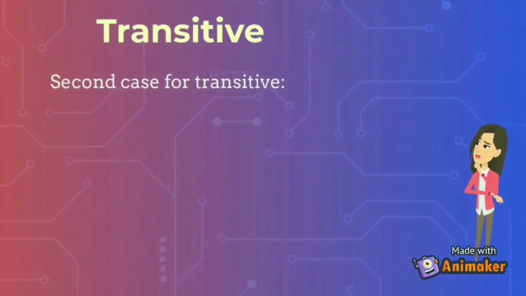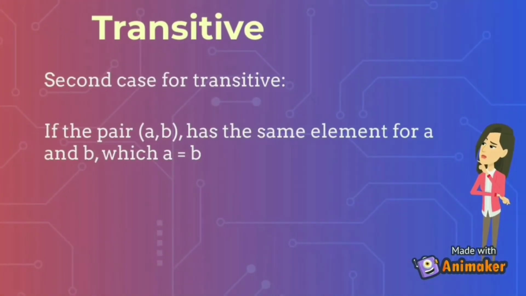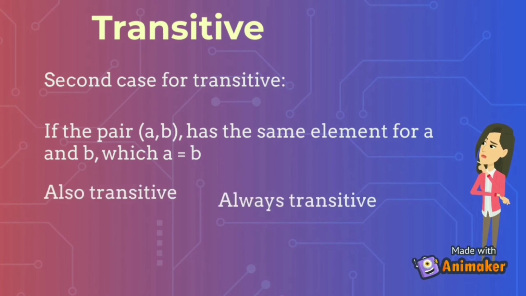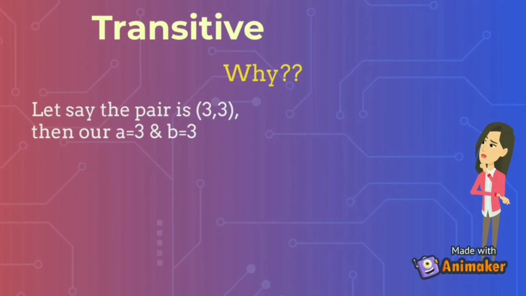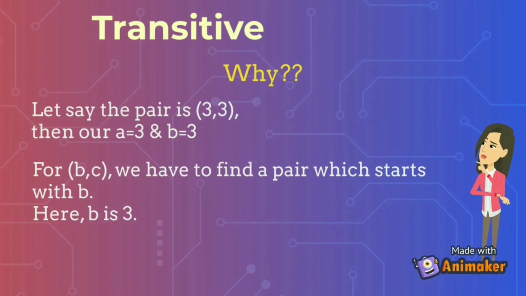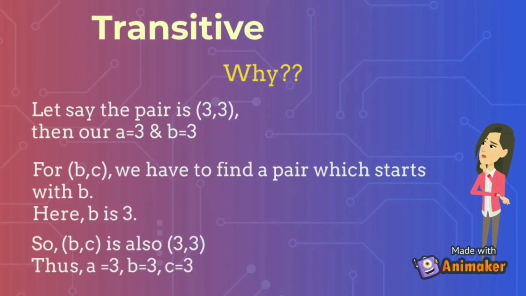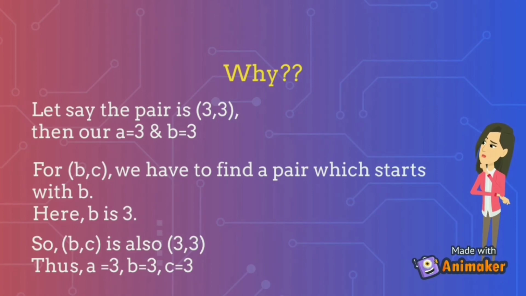For a second case, if the pair inside the relation has the same element for A and B, meaning that it is reflexive, the pair is also and always transitive. Let's say we have a pair of 3 3, then our A is 3 and B is also 3. Now we need to find another pair that starts with B, which is 3. But we're still going to refer to the same pair, which is 3 3. Then our A, B, and C are all 3. Then obviously, A connecting to C is also 3 3 because it's looping.